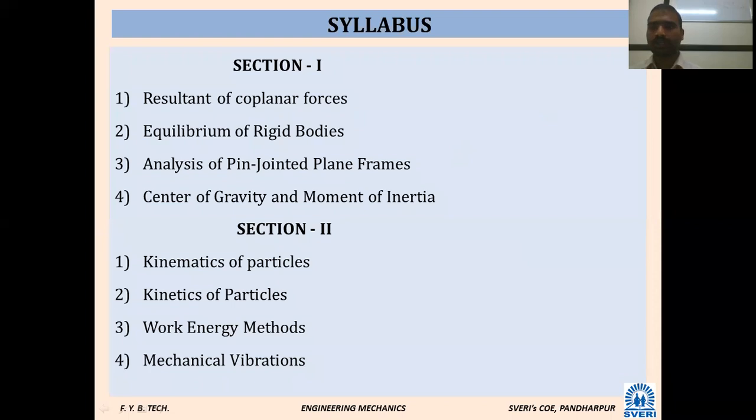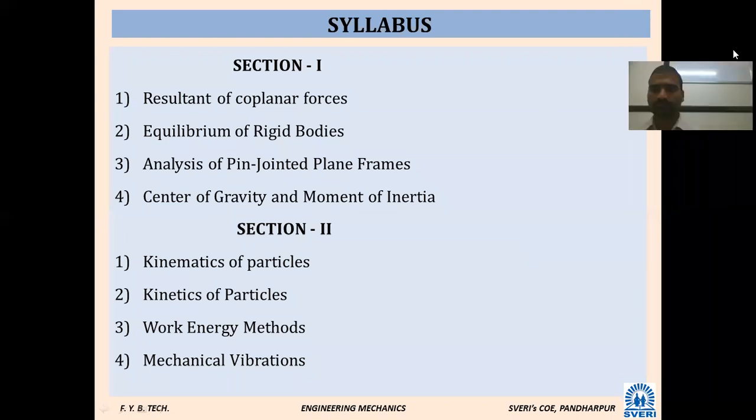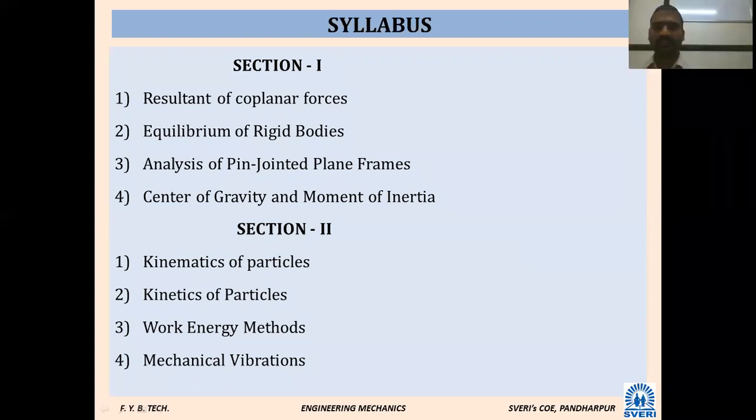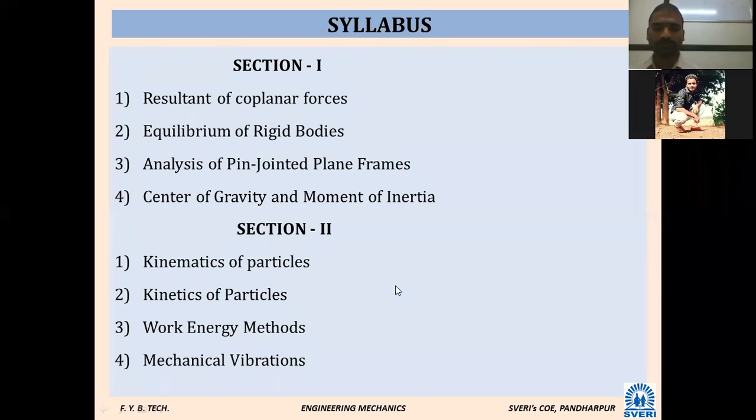So what we have studied in the last class? That is basic definitions. What all we have studied? Yes. Screen is visible. Basic concept, sir. Full screen is visible or not? Yes, sir. Full screen is visible.